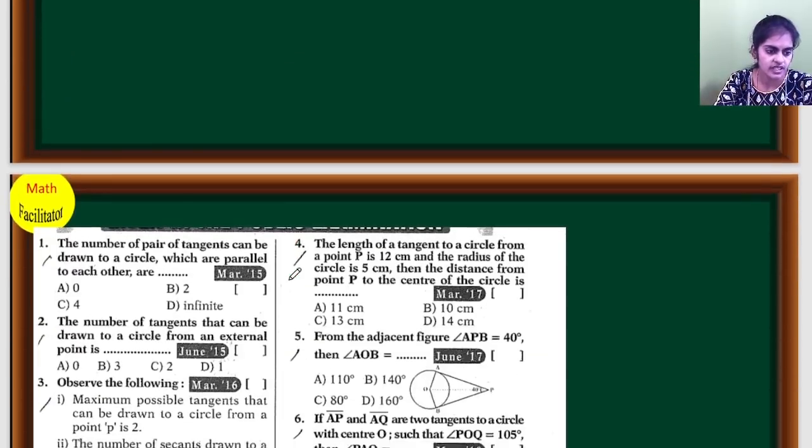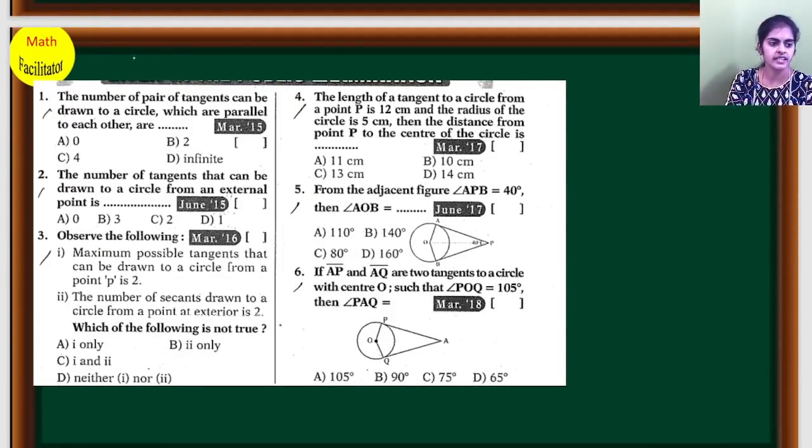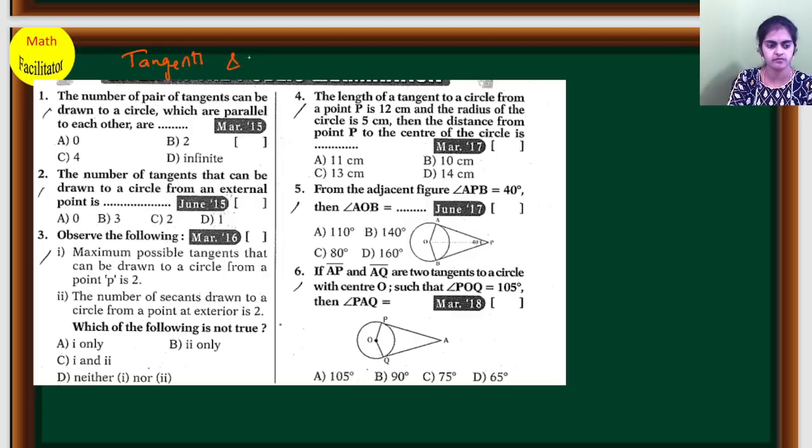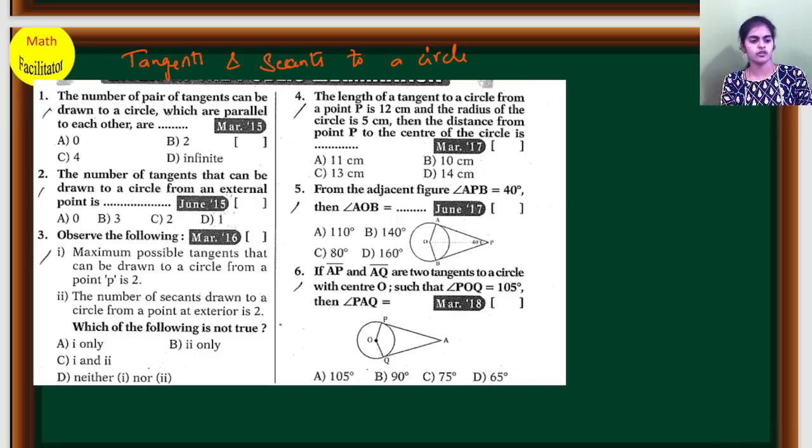Let's proceed to the next one. So we are getting into the tangents and secants to a circle chapter. So let's start. How many pairs of tangents can be drawn to a circle which are parallel to each other? The tangents are parallel to each other. So how many can you draw?